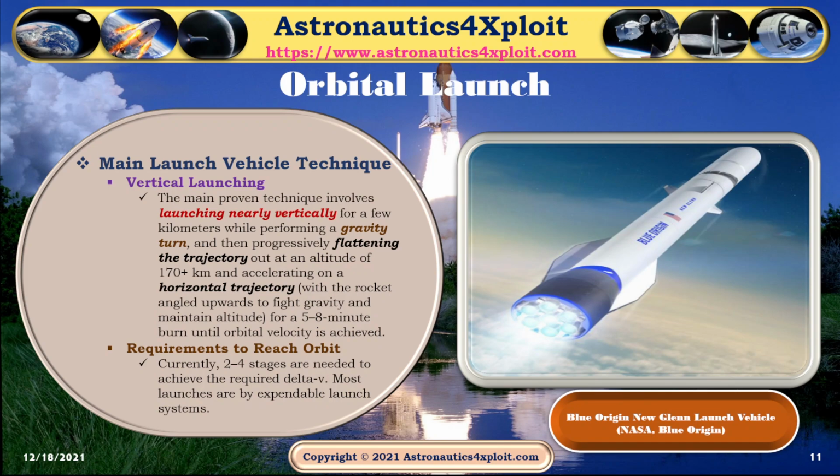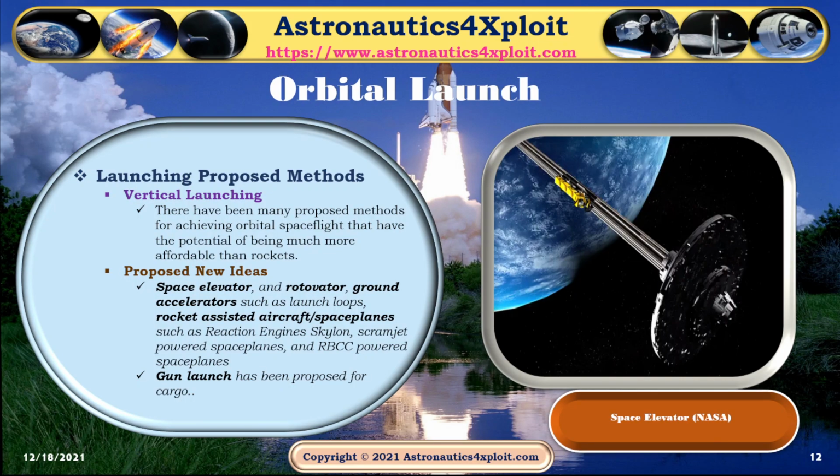Main launch vehicle technique. The main proven technique involves launching nearly vertically for a few kilometers while performing a gravity turn and then progressively flattening the trajectory out at an altitude of more than 170 kilometers and accelerating on a horizontal trajectory with the rocket angled upwards in order to fight gravity and maintain altitude for about 5 to 8 minutes burn until orbital velocity is actually achieved. Requirements to reach orbit. Currently, about 2 to 4 stages are needed to achieve the required delta V. Most launches are by expendable launch systems. This picture shows Blue Origin New Glenn launch vehicle.